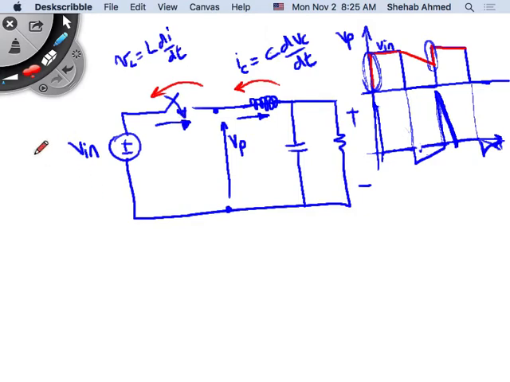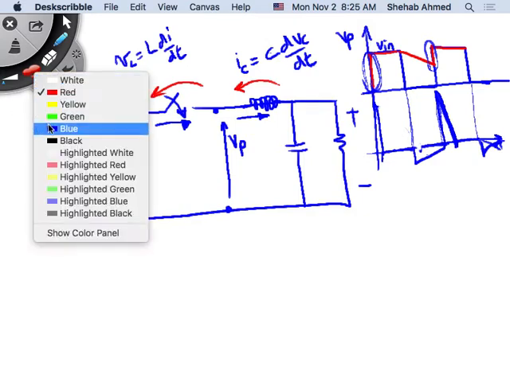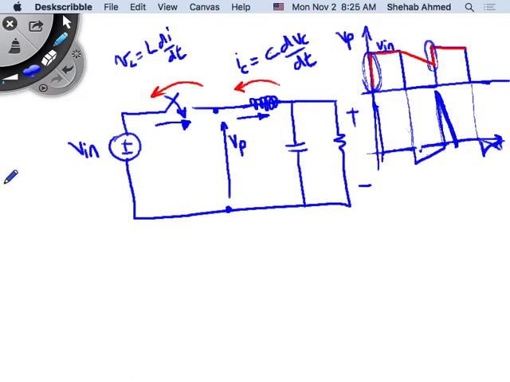So what do we do about that? We have to provide an alternative path for the current to flow. So the alternative path for current to flow would be a diode here, for example. If I put a diode here, then if I open this switch, current can flow from the inductor through the capacitor, through the resistive load, and then back through the diode, right?